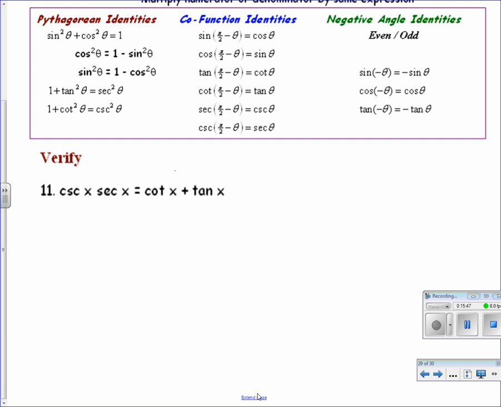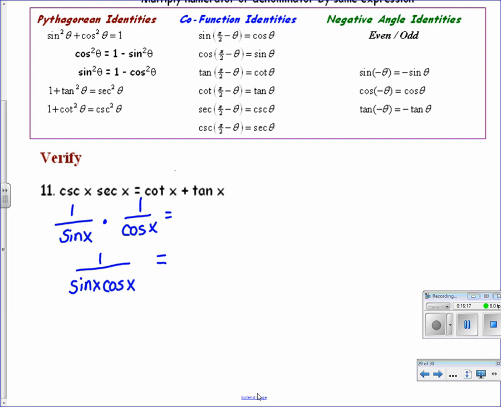So with cosecant, we've got to think, what is cosecant? 1 over the sine. And then we need secant, 1 over the cosine. And so if I multiply that, this is going to be 1 over sine of x cosine of x. There really isn't anything else I can do with this side right now. So now I'm going to go and look at the other side.